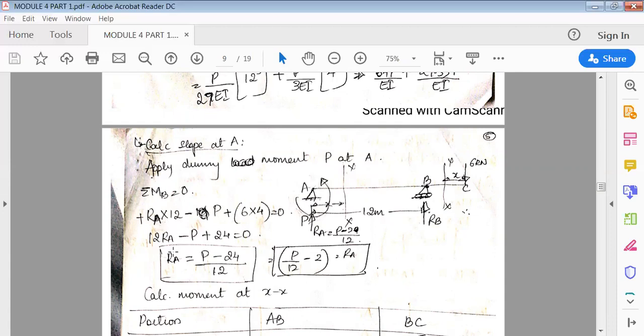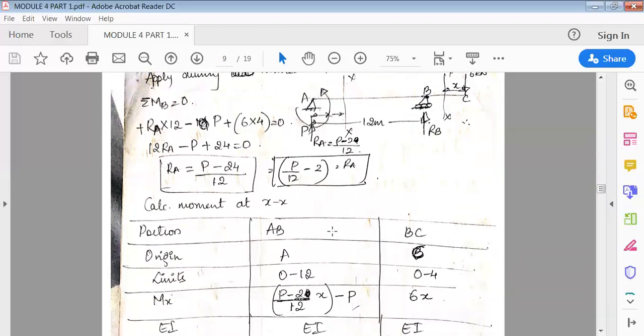So it is now RA is P by 12 minus 24. Okay, (P minus 24) divided by 12. You can either keep it like this or like this. The choice is yours. Both mean the same. So this is nothing but P by 12 minus 2, since 24 divided by 12 is 2.